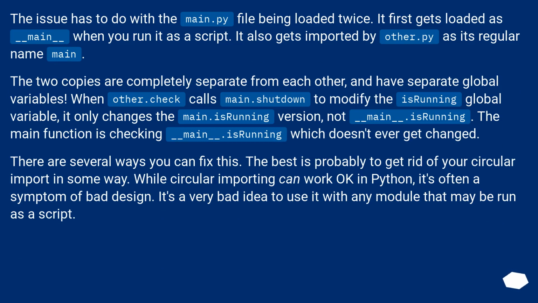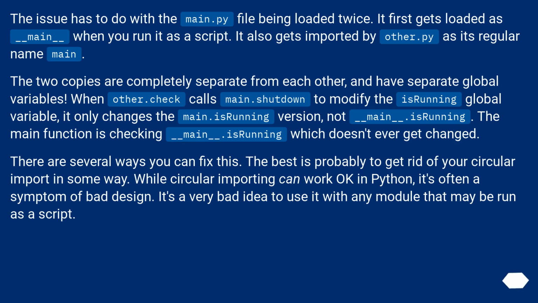The issue has to do with the main.py file being loaded twice. It first gets loaded as __main__ when you run it as a script. It also gets imported by other.py as its regular name main. The two copies are completely separate from each other, and have separate global variables.